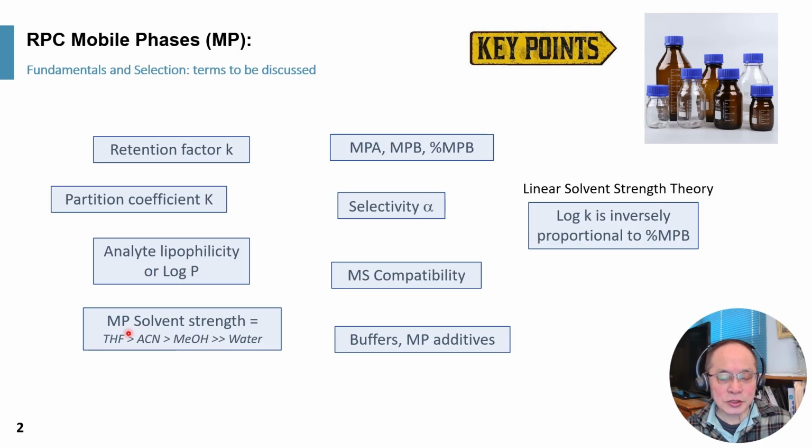We talk about mobile phase solvent strength, and also there's generally two mobile phases being used, A and B, and the percentage of B is important. That defines the solvent strength. We would talk about selectivity alpha, mass spec compatibility, a buffer, and other mobile phase additives. And finally, an equation or a model called the linear solvent strength theory or model, where log k is inversely proportional to the percentage of the stronger solvent or mobile phase B.